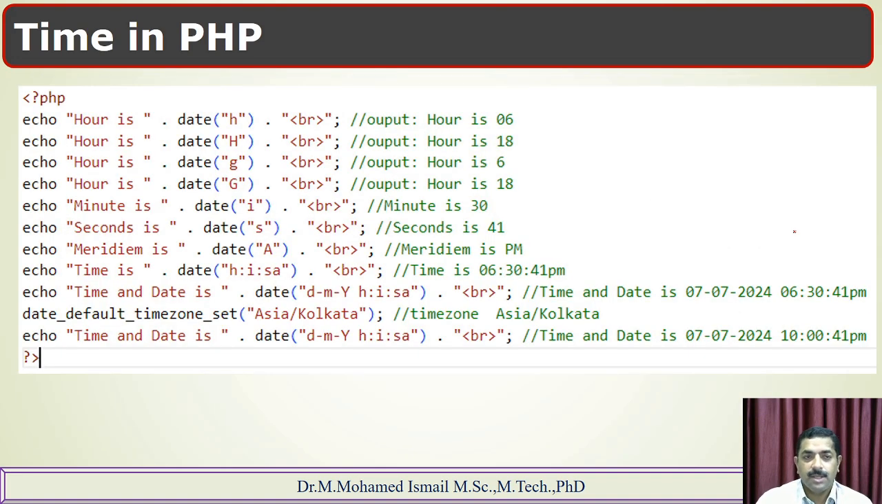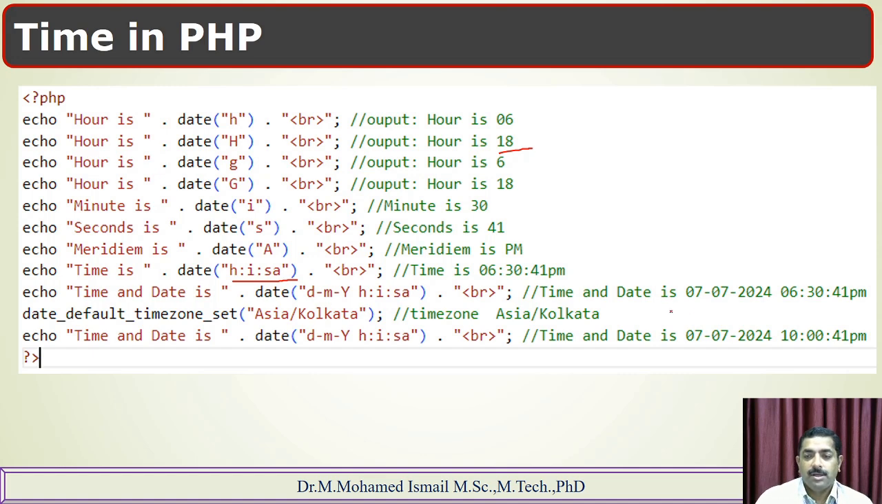So for this also one example: small h means 06. Similarly, in 24-hour format, G means 12 plus 6, 18. So similarly G means 18, i for minutes, s for seconds, capital A for AM or PM. It's 6, 18, so it's a PM. So time is 6:30:41. Full format means small h, minutes and seconds, and after that AM or PM meridian. So small a I have used.